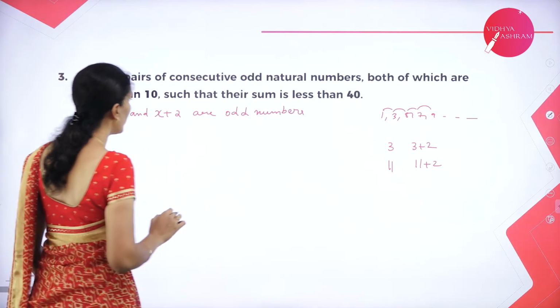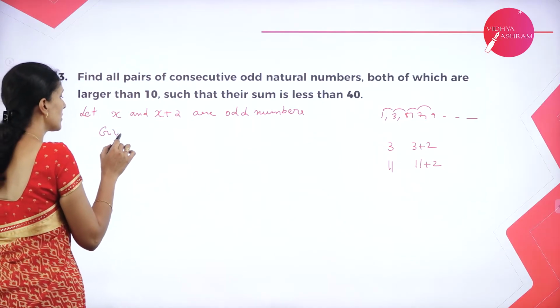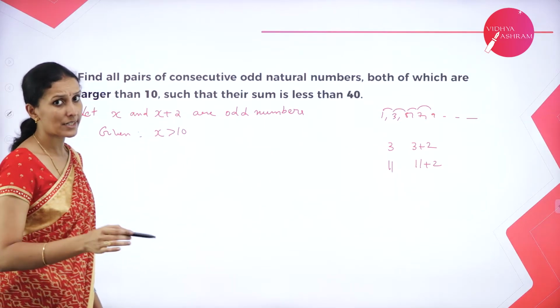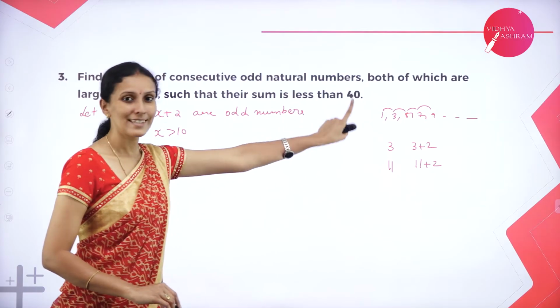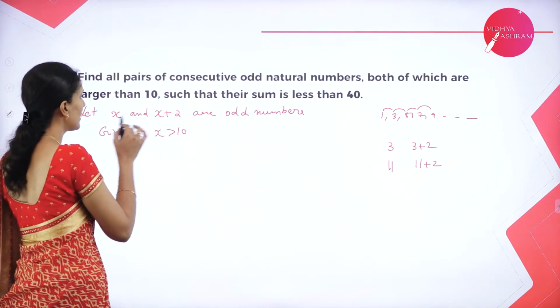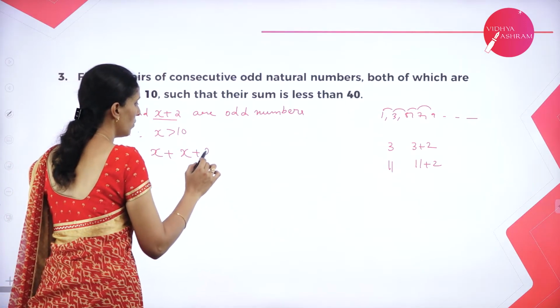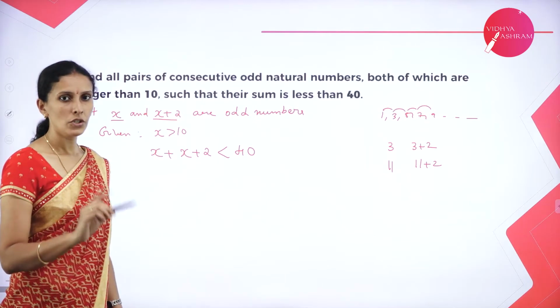Now they have told that both are greater than 10. So the given condition is x is greater than 10, which means x plus 2 is obviously greater than 10. And they have told that their sum is less than 40. So how to write the sum of these two? x plus x plus 2 is less than 40. Now we have to find the two numbers.